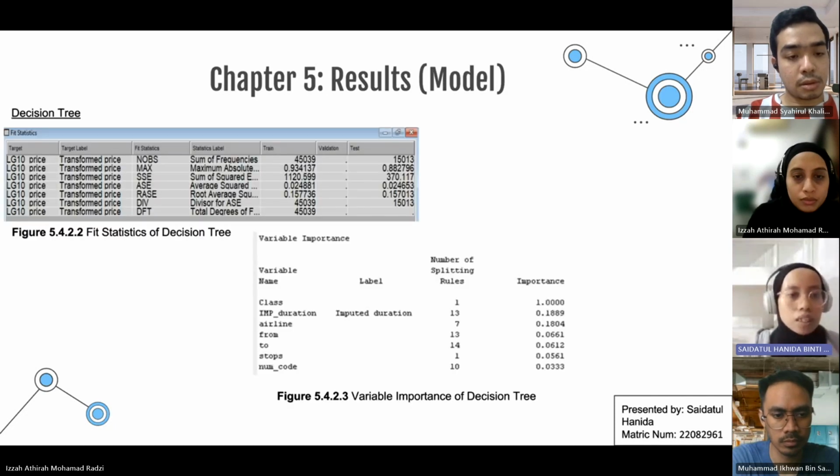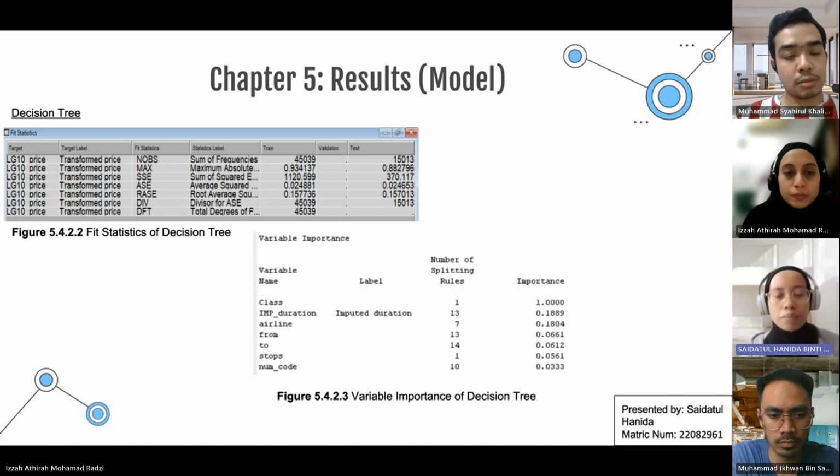The first model will be a decision tree model. The decision tree model is a supervised learning technique used for classification and regression tasks. In this project, we will be using regression tasks since our target is to predict the flight ticket price. The decision tree is developed based on 6 maximum depth and 2 maximum branches in each split. From the figures, the variable importance for the decision tree shows that class is the most important variable and numCode is the least important variable.